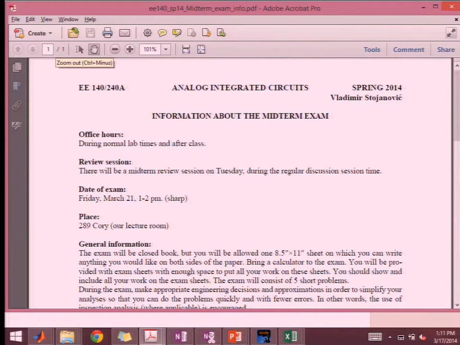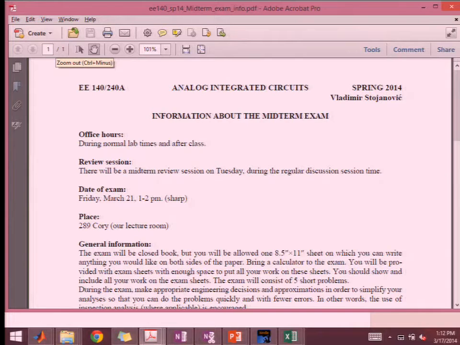Okay, so I posted this on Piazza, I think yesterday or Saturday. I don't know how many people caught it, so I wanted to go through it because I did get a few questions about what's going to be on the midterm and where it's going to be, things like that. So hope everyone can see that.